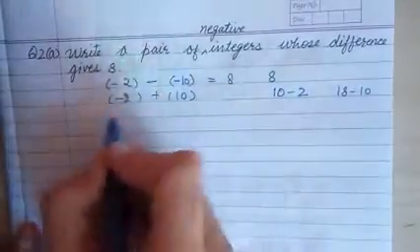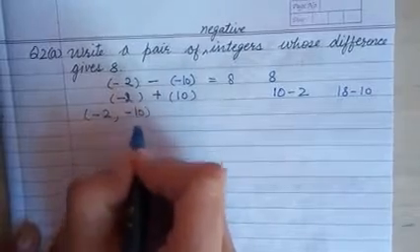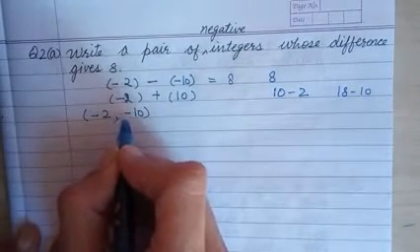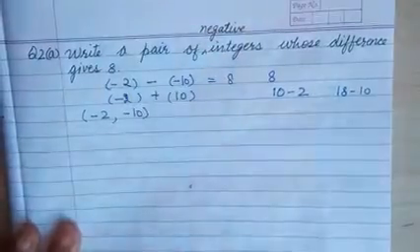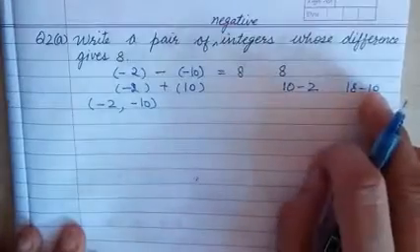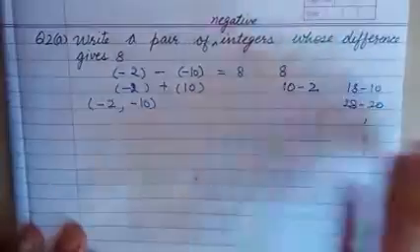So what is the answer here? Our answer is minus 2 and minus 10. Here when we subtract, this will become plus. So here 10 minus 2 is 8. Now many such pairs are possible. 18 minus 10, 28 minus 20. Many possibilities are there. You can frame your own answer also.